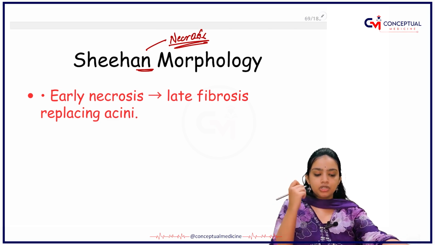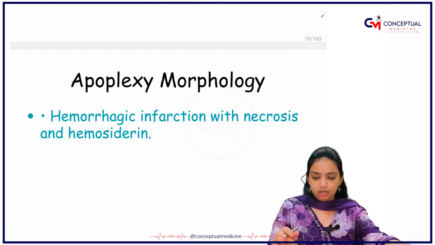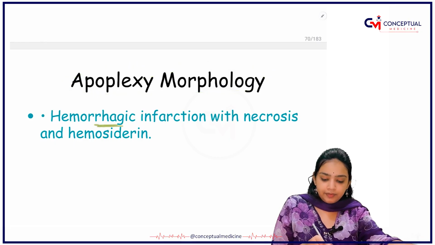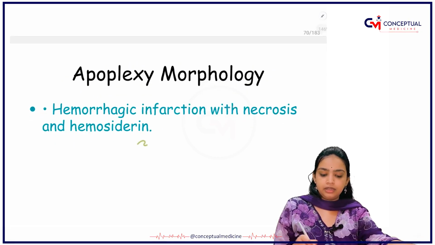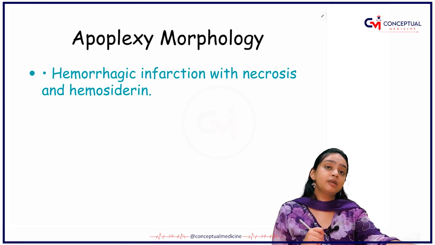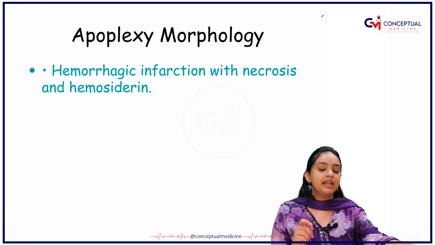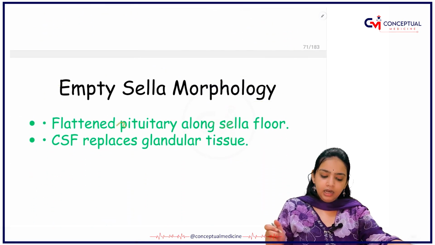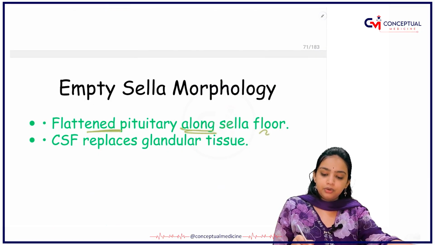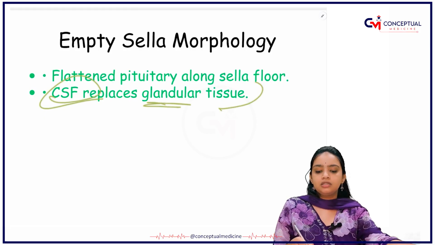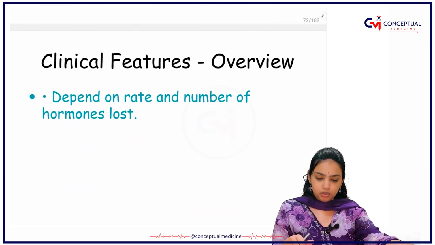There will be necrosis and there will be late fibrosis. If I talk about the apoplexy morphology, there will be hemorrhagic infarction with necrosis and hemosiderin. What is hemosiderin? Hemosiderin is basically a component of iron that you should know. If I talk about the morphology of empty sella, then there is a flattened pituitary along the sella floor. There will be CSF which replaces the glandular tissue.